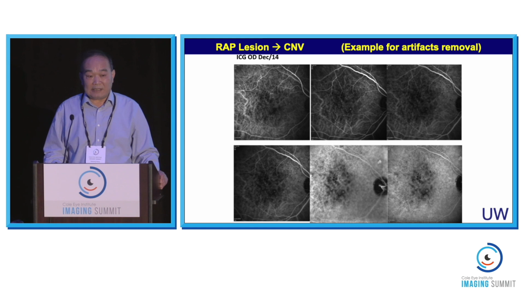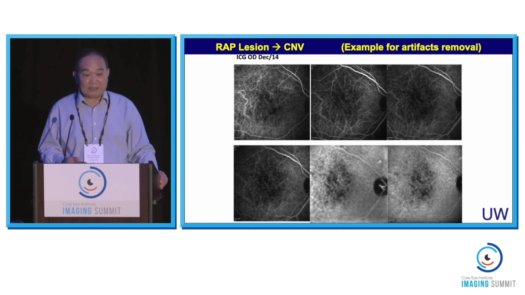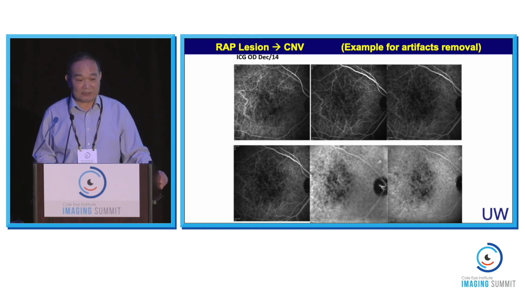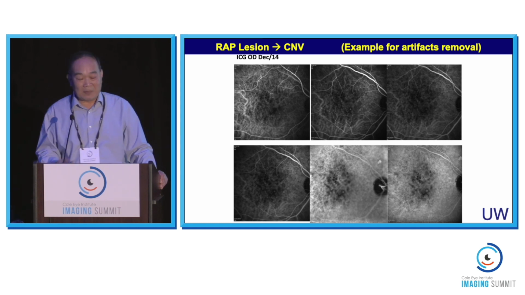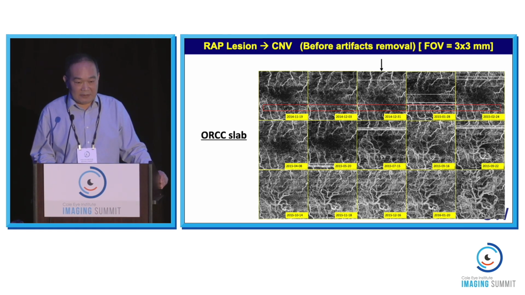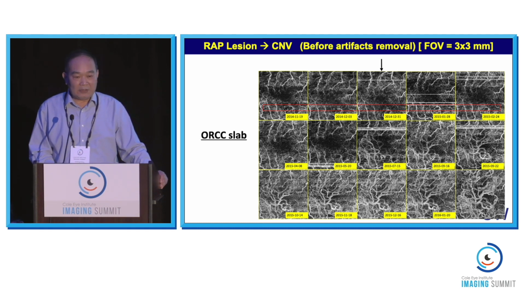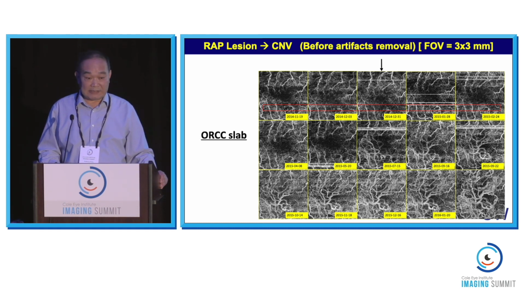This is an example of a RAP lesion, and this is the ICG for the RAP lesion, or type 3 CMV. That's the invasive approach. And we used the PLEX Elite swept source OCT system to scan one patient over time. We scanned this patient over the course of 2 years using a 3x3 field of view scan pattern.